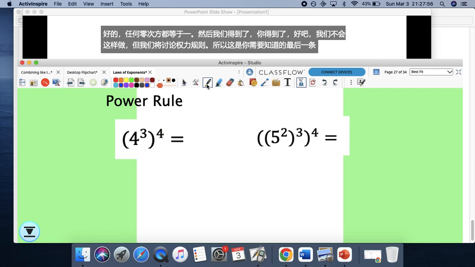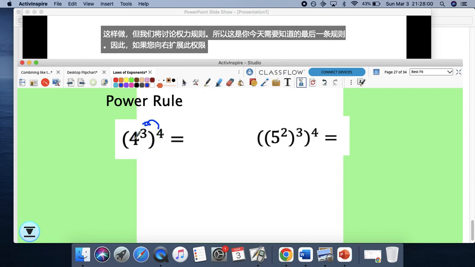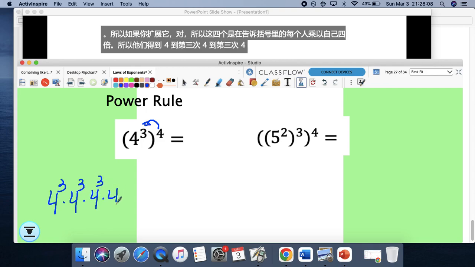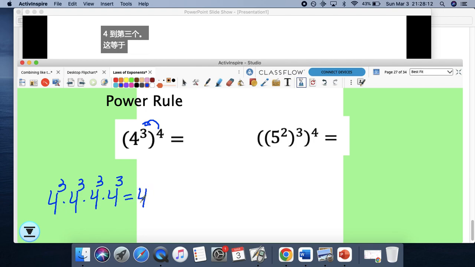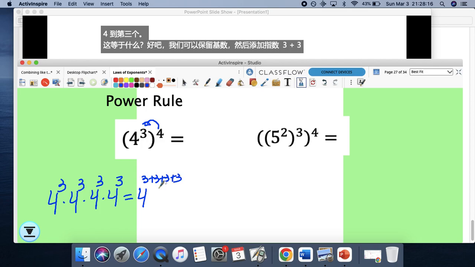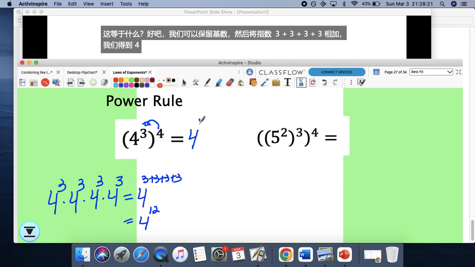So if you expand this, the 4 is telling everybody inside the parentheses to multiply by themselves 4 times. So we get 4 to the third times 4 to the third times 4 to the third times 4 to the third. What is that equal to? Well, we can keep the base and add the exponents. 3 plus 3 plus 3 plus 3. And we get 4 to the 12. So this is 4 to the 12.